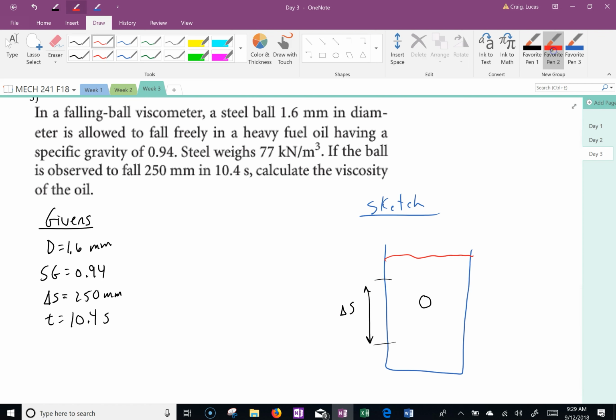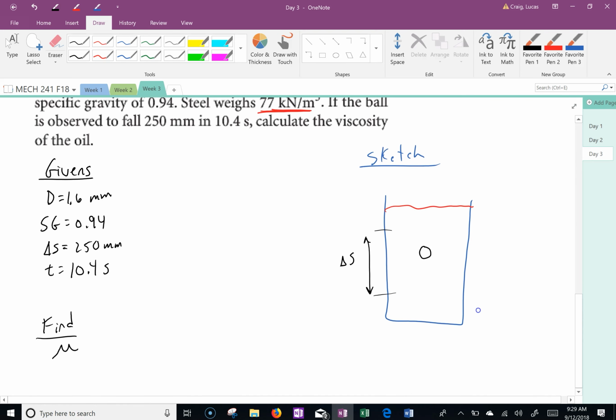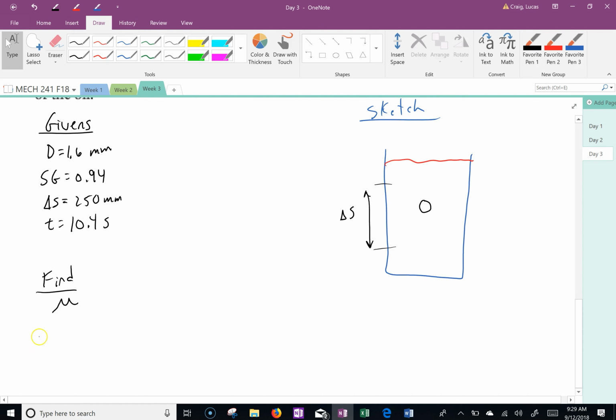And I'm going to leave this number out just for a minute, okay? And we'll get back to it. So we want to find the viscosity, which I call mu. The book might call it eta, depending on the book. So it's up to you to figure out what you want. You don't have to. It's up to you. If it makes it easier for you, sure.